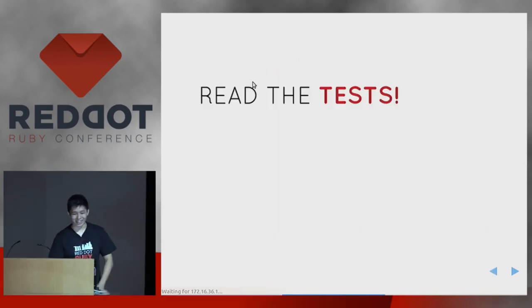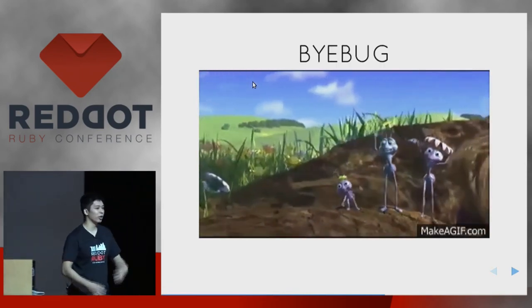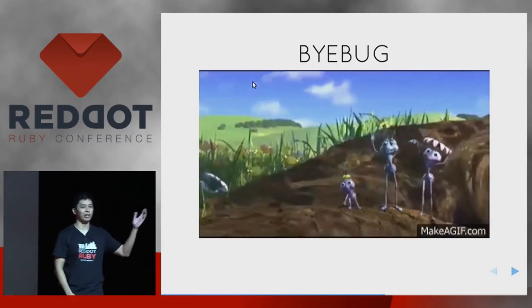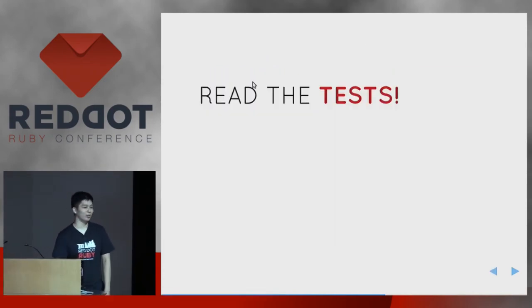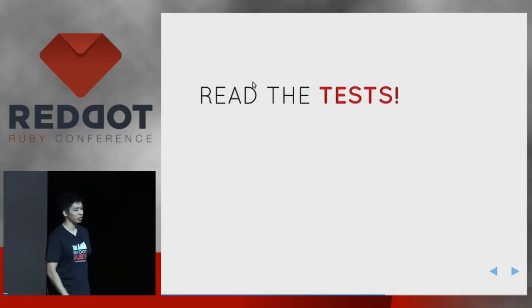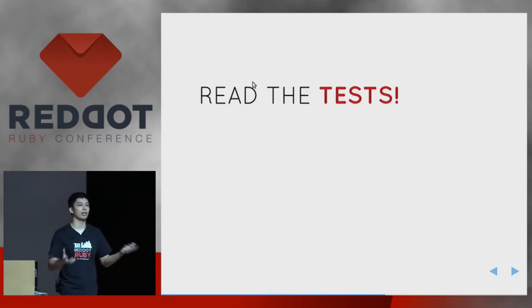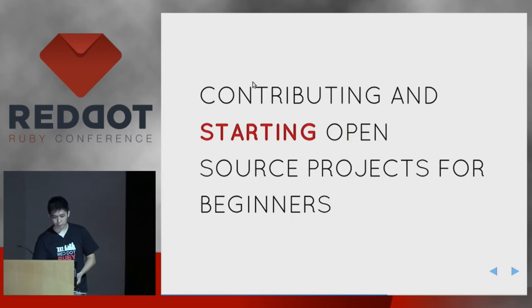Okay. Anyway, so byebug is basically, if you don't understand what a method is doing, just raise a debugger, look at the variables, look at what methods are being called. So that's useful. Rails is pretty well documented. Just read all the tests. You usually get a good idea of what is going on.